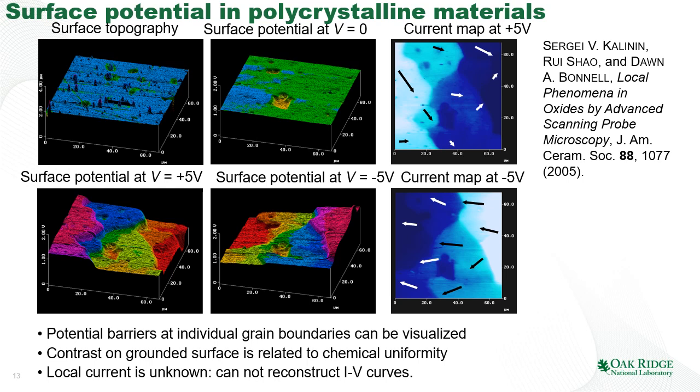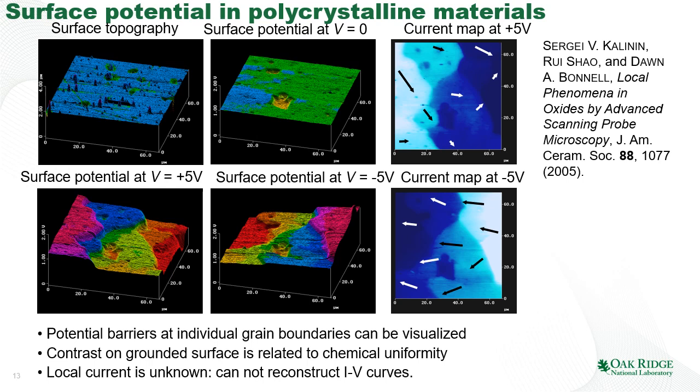So this is the surface topography. It's fairly flat. You just see particles. This is the surface potential on the grounded surface. You see that the zinc oxide grains have a uniform potential, and the bismuth-containing impurities segregate on the grain boundaries and make a varistor. And this is the potential distribution when I apply +5 and -5 volts.